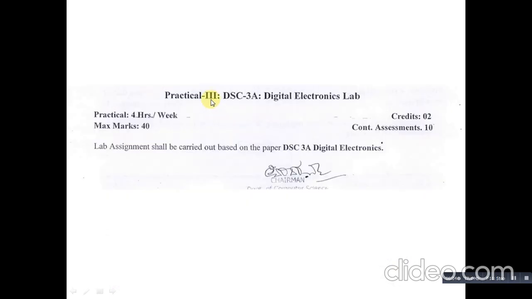As per the digital electronics subject, the methods which you study are carried out in the lab. Lab assessment shall be carried out based on the paper DSC 3A, that is digital electronics.